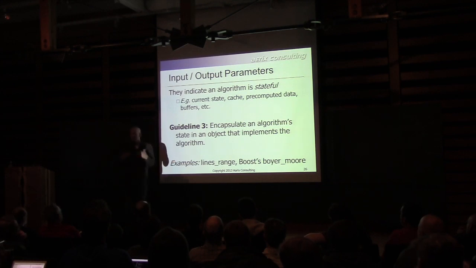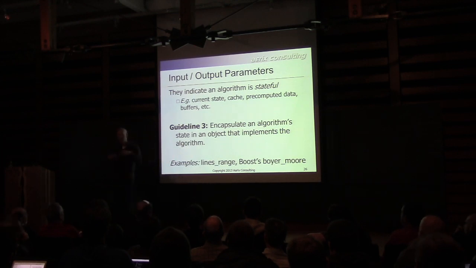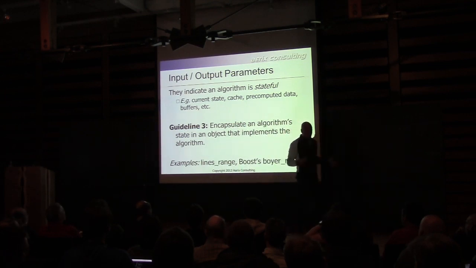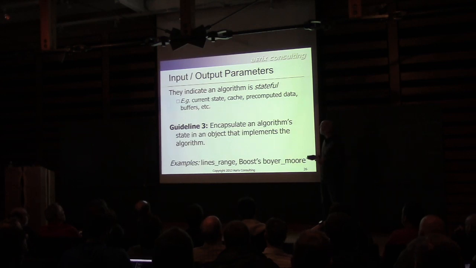I kind of think of this as an algorithm object. Kind of like a function object, although it doesn't necessarily have a function call operator, but it does implement some sort of algorithm, okay? The lines range is one of them. Boost has this Boyer-Moore search object, which pre-computes some data and uses it to speed up string searching, okay? And so Boyer-Moore computes stuff and stores it internally so that as you call this algorithm repeatedly, that cache gets reused. It's very fast. Okay.